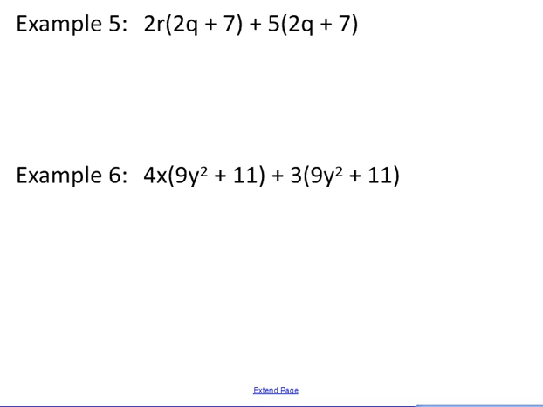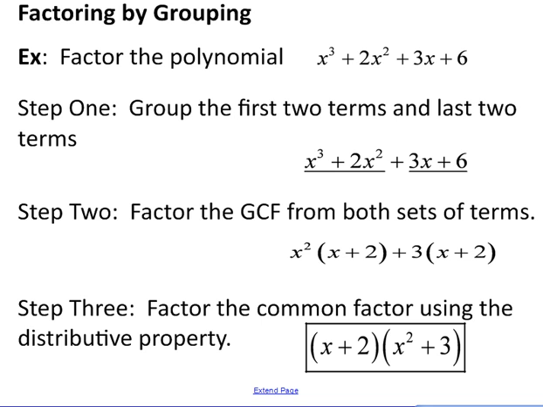Example 5 and 6, I'm going to have you do on your own. We're going to do a process that I call factoring by grouping. You do this when you have 4 terms. Notice I have an x cubed, 2x squared, 3x, and a 6. I've got 4 terms. When you have 4 terms, you can't use the box method, you can't use algebra tiles. So you've got to use a different method.